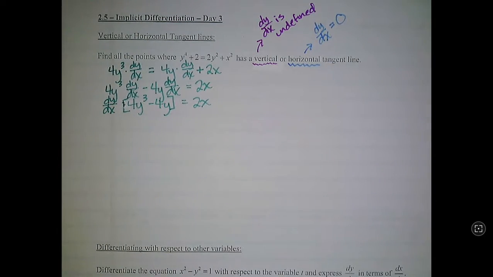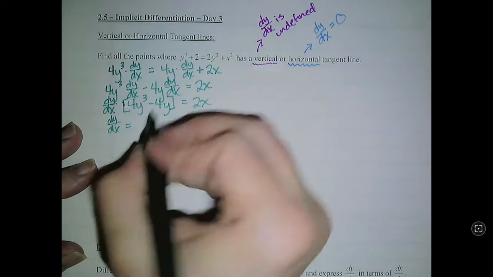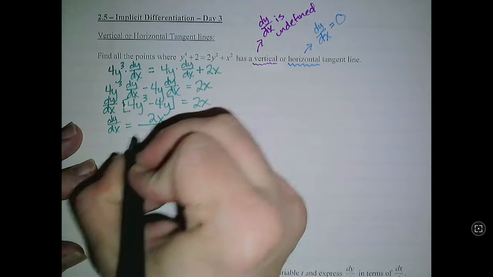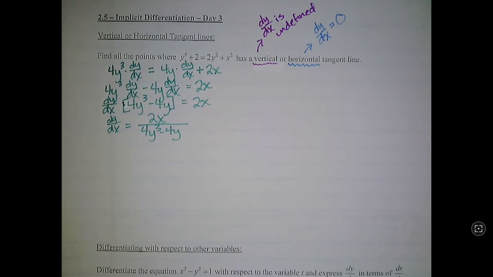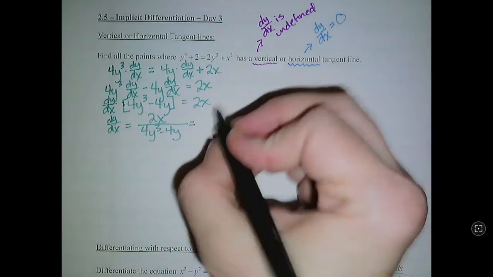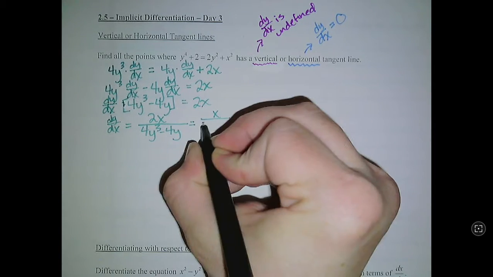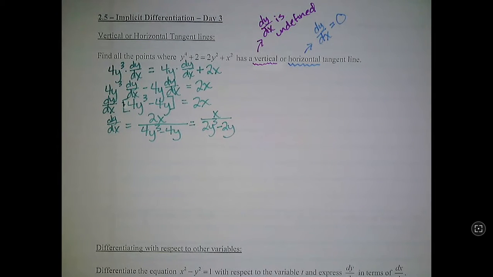So then finally, to finish solving for dy/dx, I would need to divide both sides by 4y cubed minus 4y. So then I get dy/dx is equal to 2x divided by 4y cubed minus 4y. And since every term in the numerator and denominator is divisible by 2, we can go ahead and reduce that just a little bit, make our numbers a little bit smaller and easier to work with. So we have x divided by 2y cubed minus 2y as dy/dx.